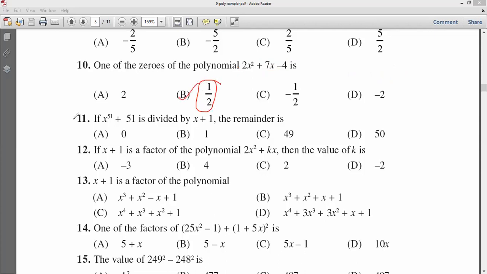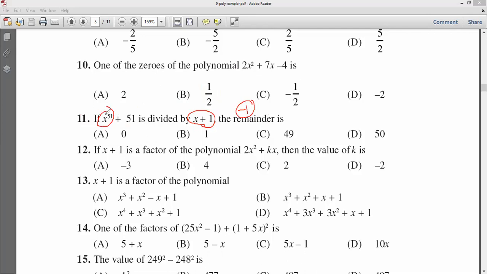Now question number 11 is based on the remainder theorem. This is a polynomial, and you are dividing this polynomial by x plus 1. What will be the remainder? For finding the remainder, what do you have to do? Here, what is the dividend and what is the divisor? x plus 1 is the divisor. So find the 0 of the divisor. The 0 of the divisor is -1. Put this value of -1 here.